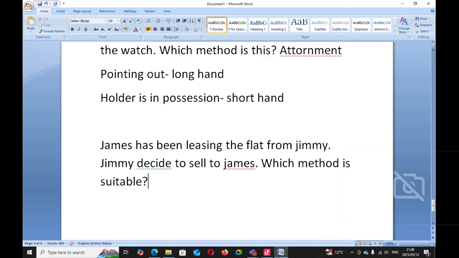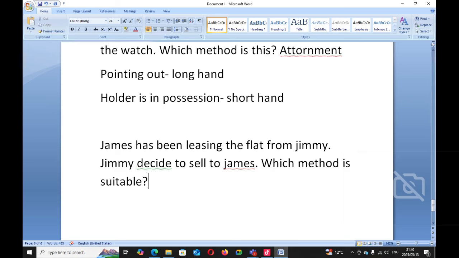I think it's shorthand. Shorthand. You think shorthand is suitable? Yes. You know, no. Why did I ask this question? I wanted to see if you know.